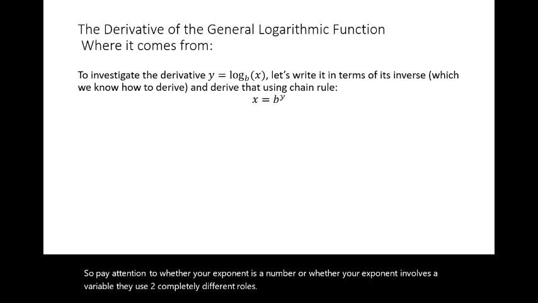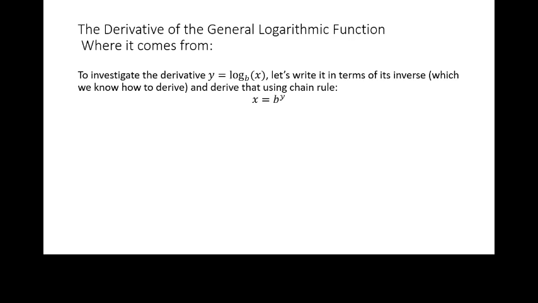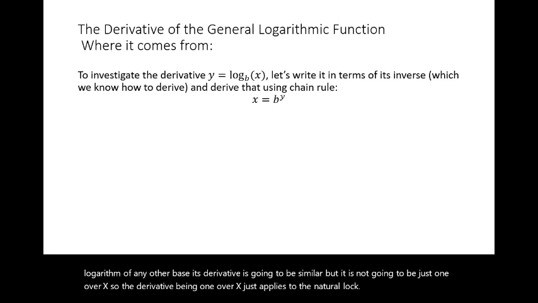So we already went over how to find the derivative of the natural log of x. If you have a logarithm of any other base, its derivative is going to be similar, but it is not going to be just 1 over x. So the derivative being 1 over x just applies to the natural log. If you are taking the derivative of a logarithm of any other base b, again, I'm going to show you where the rule comes from, and then I'm just going to give you the derivative rule.